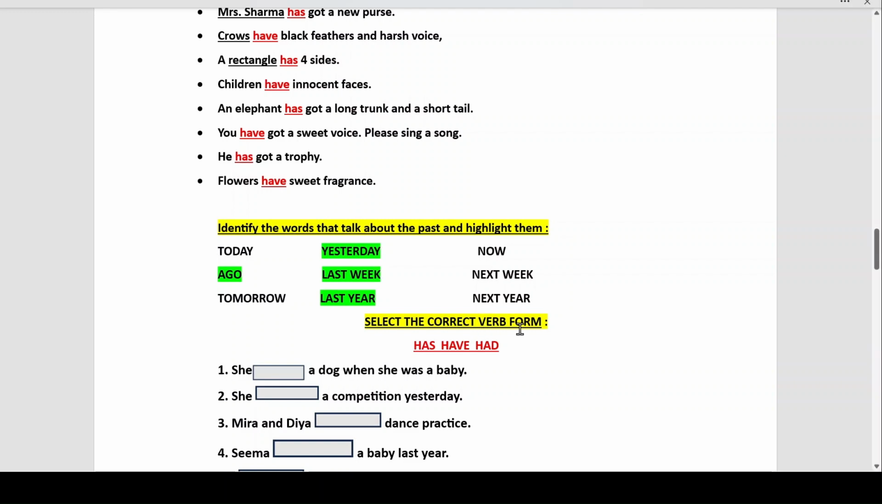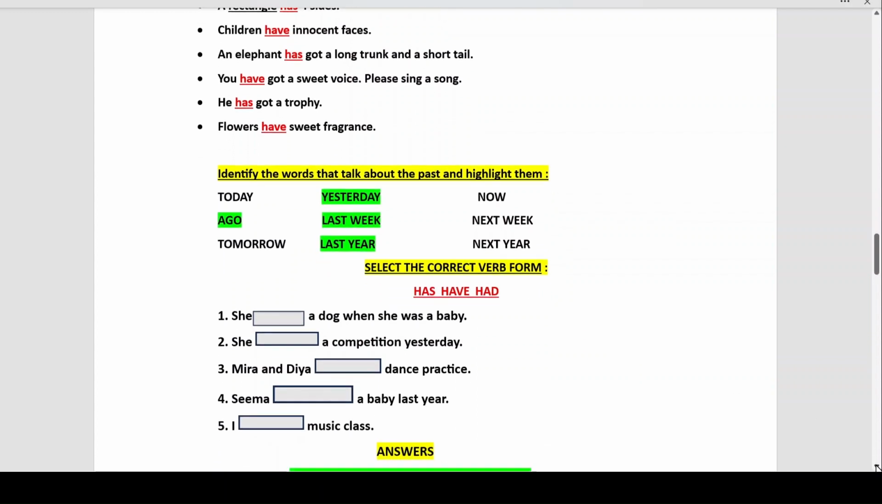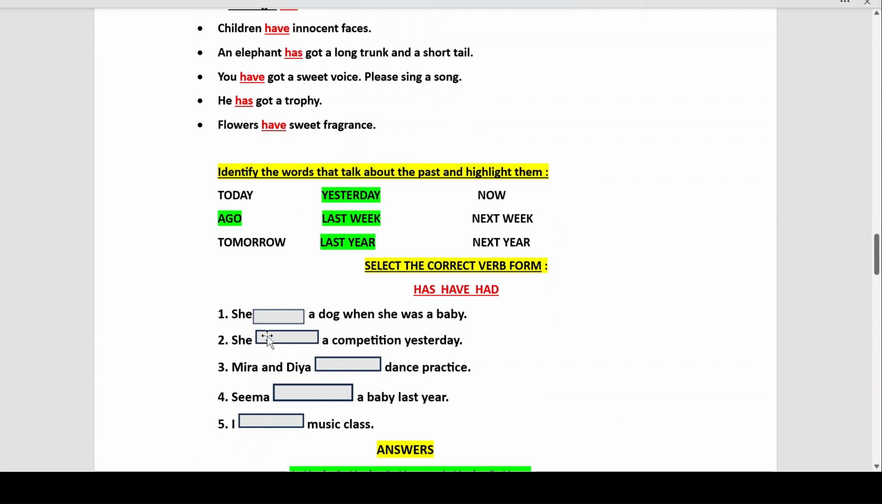Next, we will select the correct verb form from has, have, or had. Now, what we have studied: she dashed a dog when she was a baby. First thing, what will you identify? You will identify what is the subject. The subject is she. Is the subject singular? Yes, the subject is singular. Is the subject in third person? Yes. So now, what will be right over here?